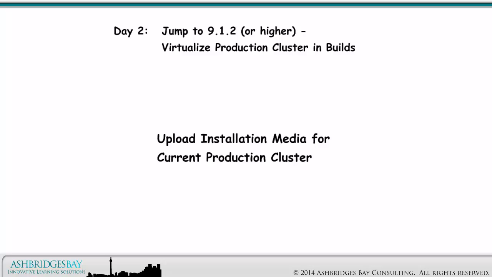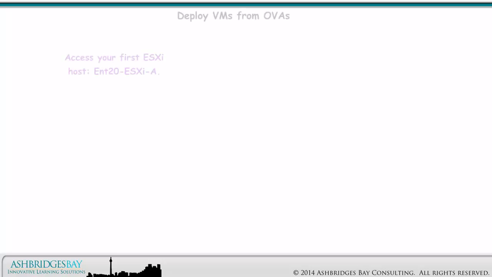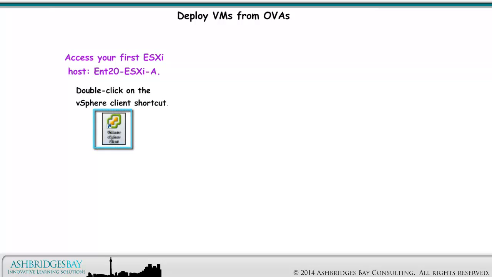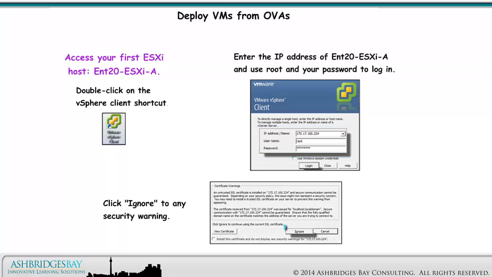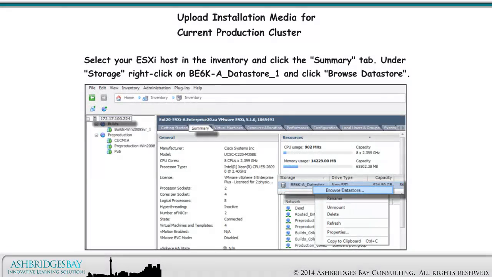First, we need to upload the installation media for the current production cluster. Access your first ESXi host, Enterprise 20 ESXi-A. Double-click on the vSphere client shortcut. Enter the IP address of your ESXi host and use root and your password to log in. Click Ignore to any security warning. Select your ESXi host in the inventory and click the Summary tab. Under Storage, right-click on BE6K-A Data Store 1 and click Browse Data Store.